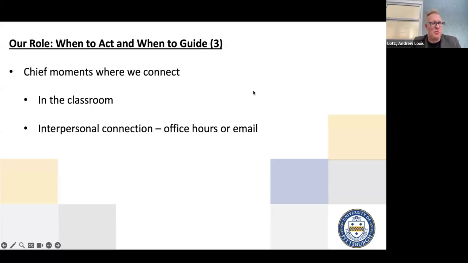You can also think about the chief moments when we connect to them. We connect to them in the classroom and in interpersonal connection in office hours or email. These can be the moments where we might have to act, right? We might have to do something. There's anxiety that's expressing itself in the classroom in some way. I can tell the students are upset. I can tell the group is nervous. Students are raising these things. The climate is anxious. We address those in the classroom.